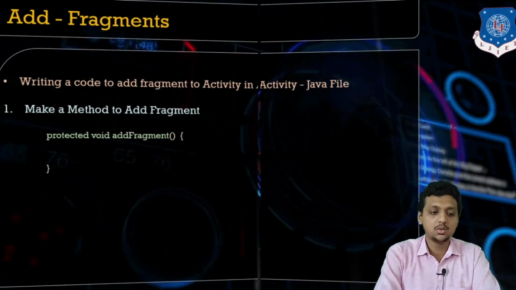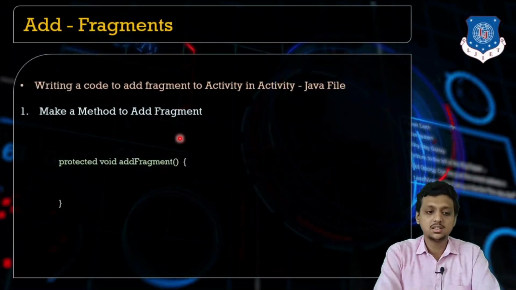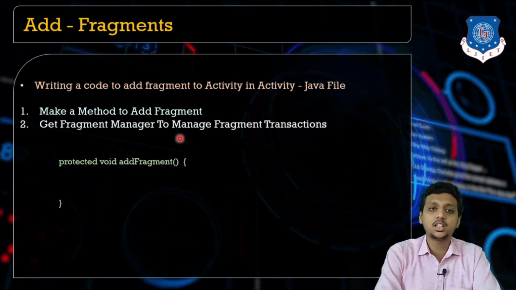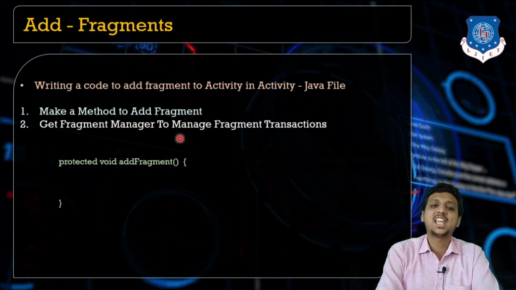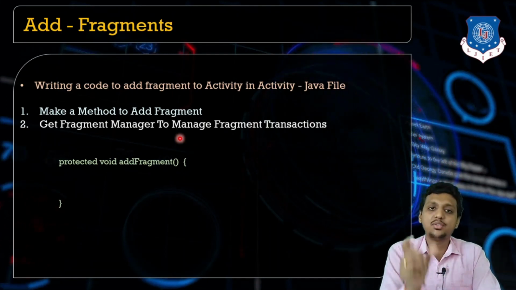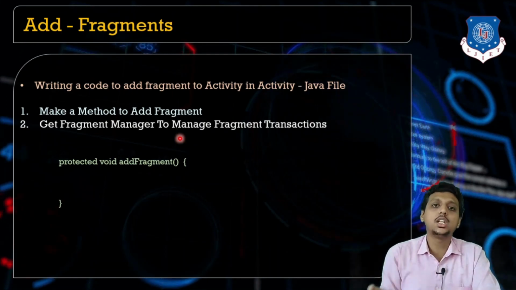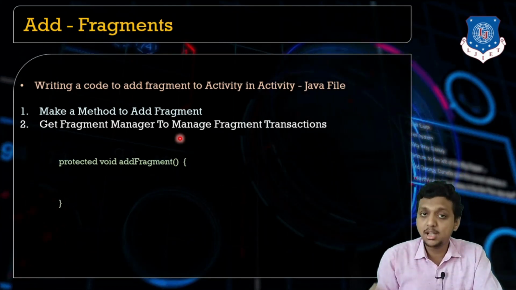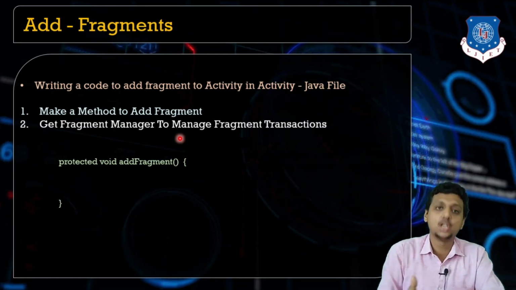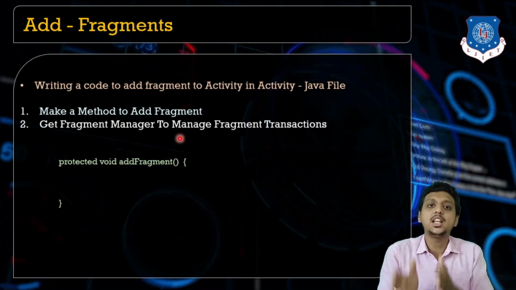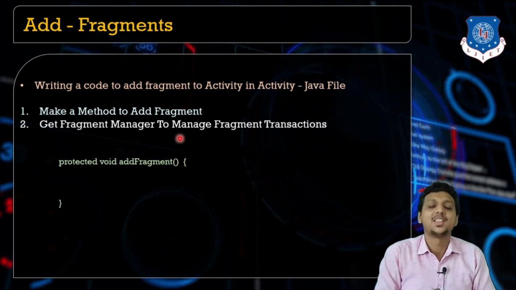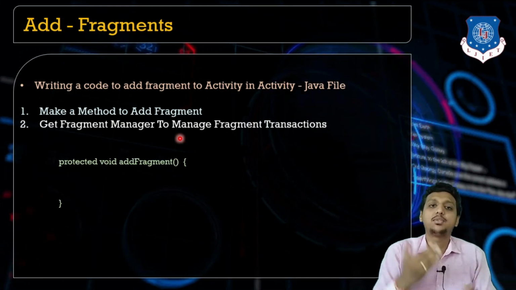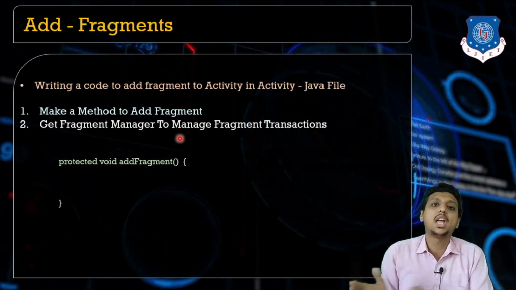Now, step number 1 is to make the method addFragment. Step number 2 is to create the object of the fragment manager, to manage the fragment transaction. What is our goal? Our goal is to add the fragment. For adding the fragment we need to apply a transaction, and to manage the transaction we need the fragment manager. So first we create the object for the fragment manager, then for the fragment transaction, and then we'll do the add method.